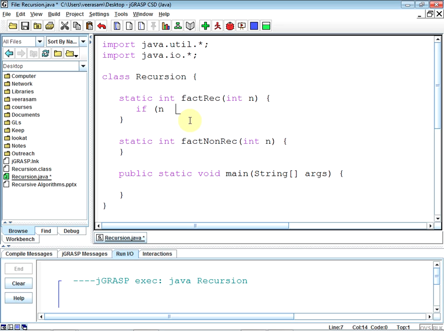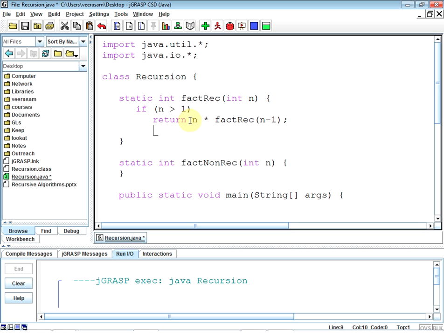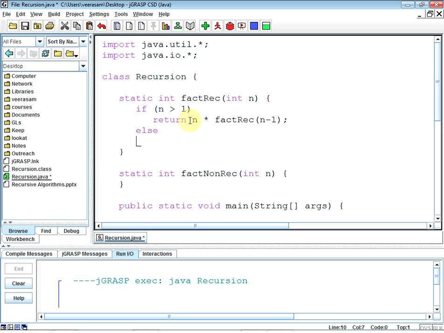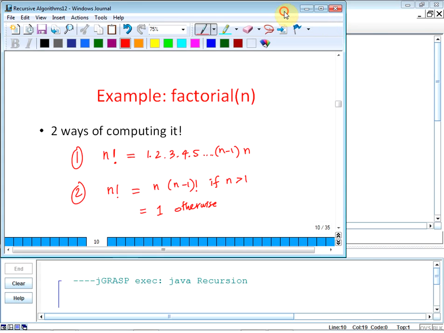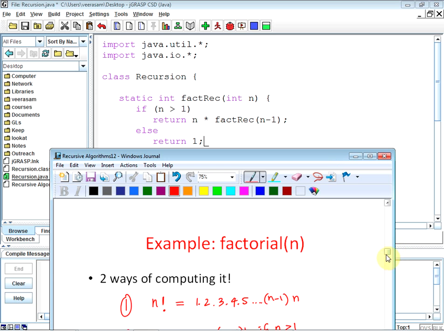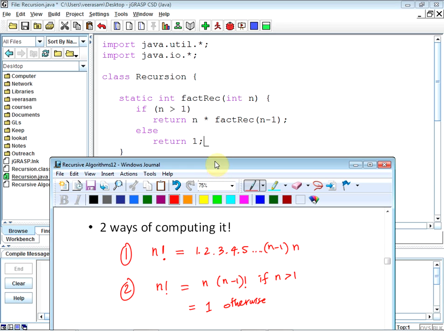If n is greater than 1, return n times factorial recursion of n minus 1, else return 1. Okay, it's real. If you look at it, it's exactly the same as what I did here. This is just a mathematical way of writing, and this is just I have made it a code. That's the only difference. So very much equivalent.